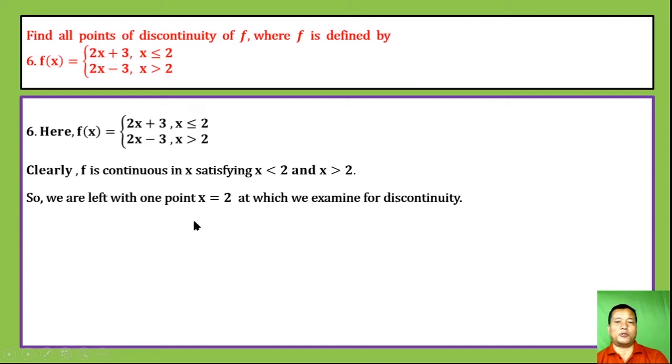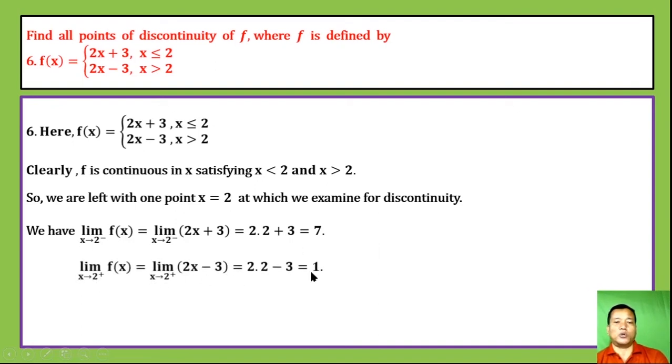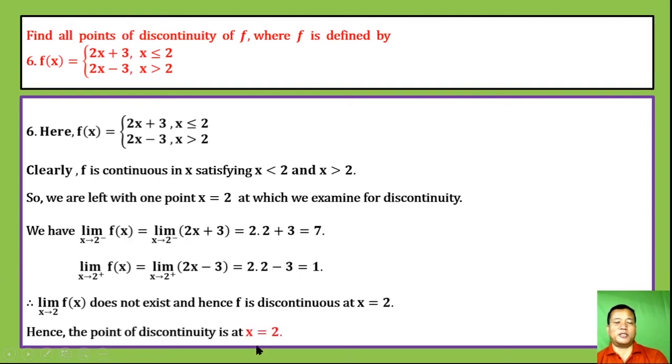At x equal to 2 we examine for discontinuity. We have limit of f of x as x tends to 2 from the left is twice x plus 3, whose limit is 2 into 2 plus 3, that is 7. Right hand limit at 2 is also 1. They two are not equal, therefore limit of f of x as x tends to 2 does not exist, and hence f is discontinuous at x equal to 2. Hence the point of discontinuity is x equal to 2.